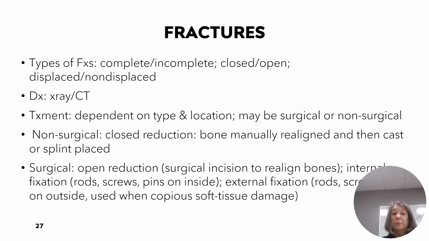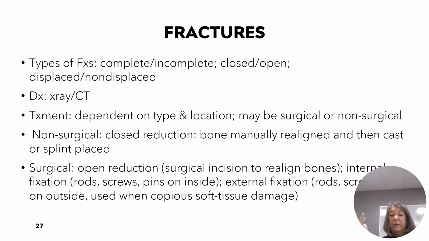So you can have a complete fracture. This is where it breaks entirely across the bone, okay? The whole bone breaks. Incomplete is where part of the bone is still in place, part of the bone is fractured, okay? Closed, or simple, means the break is still within the skin. And then open or compound is when part of the bone is protruding through the skin.